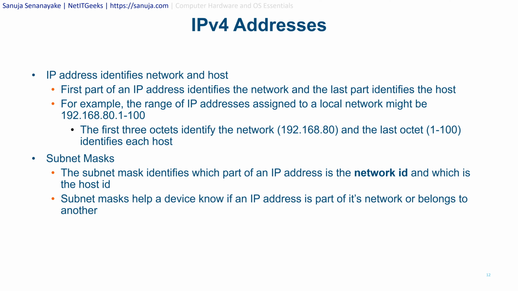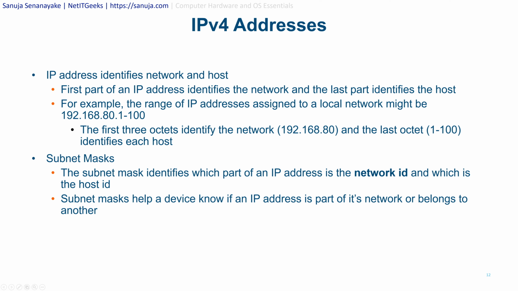IP addresses identify the network and host. Especially when you're looking at IPv4 addresses, it can easily identify your network and the host. The first part of the IP address identifies the network, and the last part identifies the host. For example, the range of IP addresses assigned to a local network in this example would be 192.168.80.1 all the way to 192.168.80.100. So that's the range.